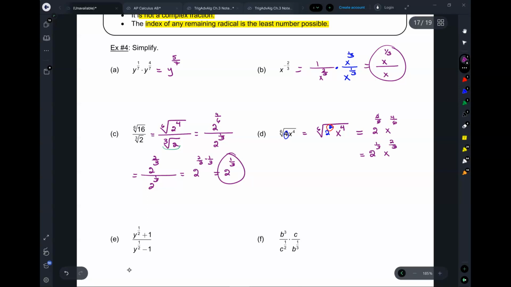So you can write it like this, or you see how they both have a cube root? They both have a denominator of 3. It could be the cube root of 2x squared. Both of these are acceptable.